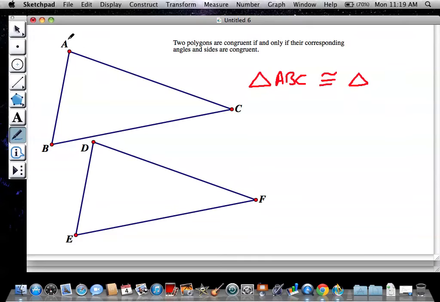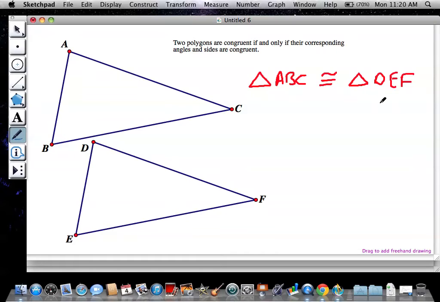Now, look at the position here for A. The corresponding position here is D. So I need to label D first. B pairs up with E, so E goes next. And then C, so F is next. So the order matters when I'm labeling. All right, they have to correspond. A pairs up with D, B pairs up with E, and C pairs up with F.